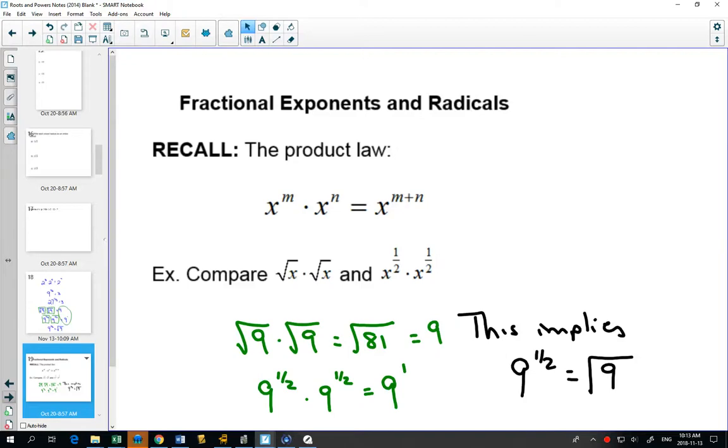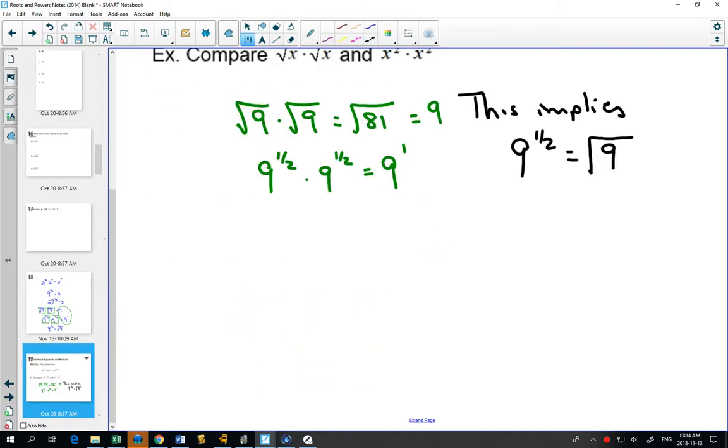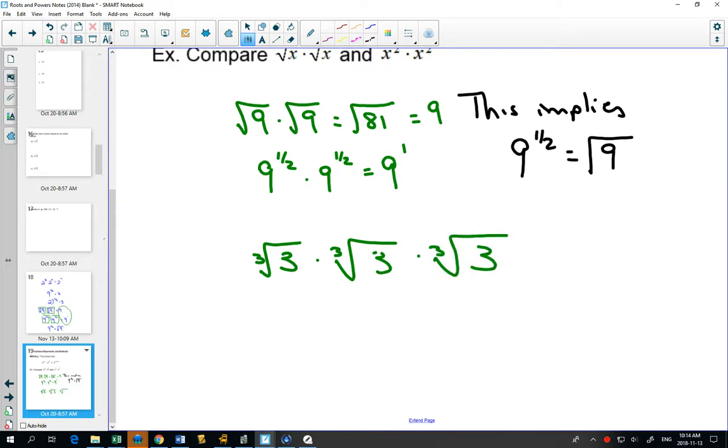Does it make sense that you need two square roots multiplied together to get rid of the square root, per se? Like square root of 9 times square root of 9 is just going to be 9. How many cube roots would you need to get rid of something? 3. So if I did the cube root of 3 times the cube root of 3 times the cube root of 3, I would get the cube root of 3 times 3 times 3, which is 27. And the cube root of 27 is 3.